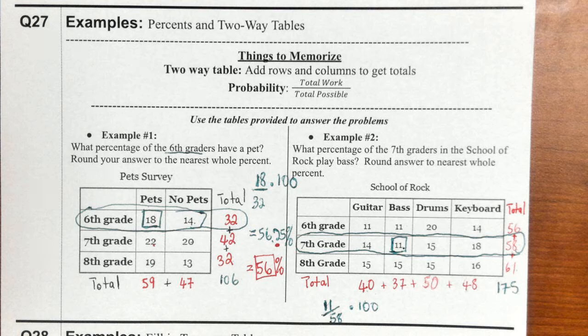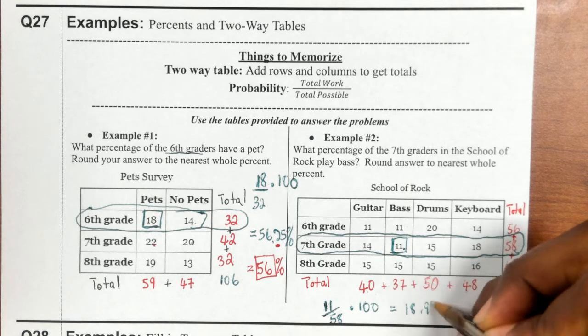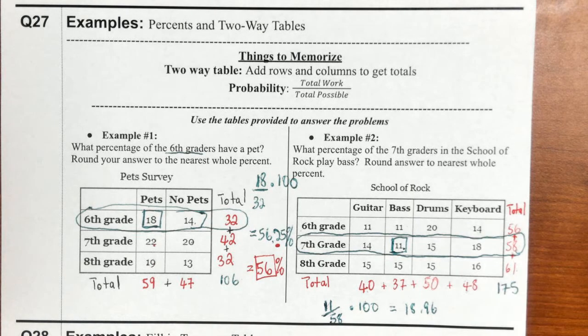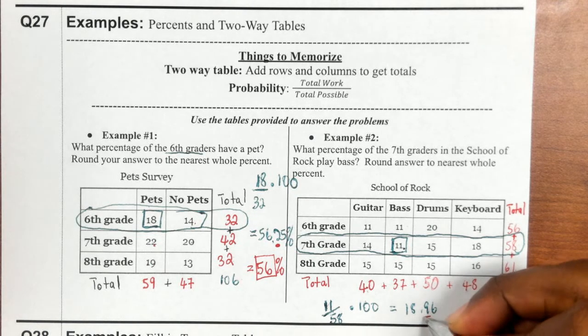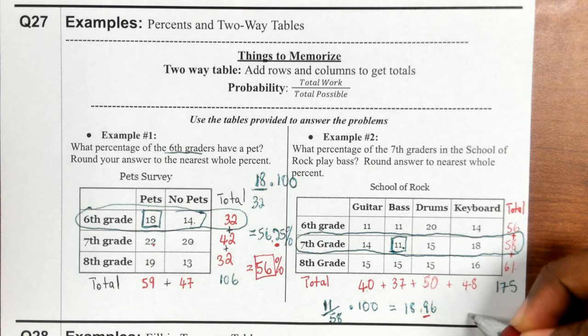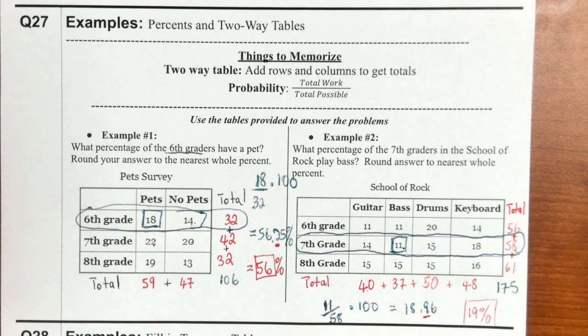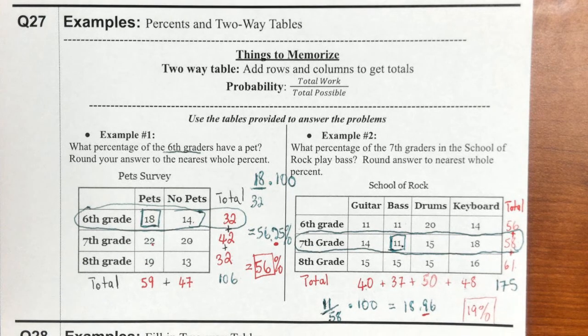When I calculate that, I would get 18.96. But it says to round to the nearest whole percent. So I look at the first number after the decimal point. Because it is 5 or larger, am I going to round up? Yes, I am. So this will round up to 19%. Just like that. This is a cool application, so make sure you practice a lot for this.